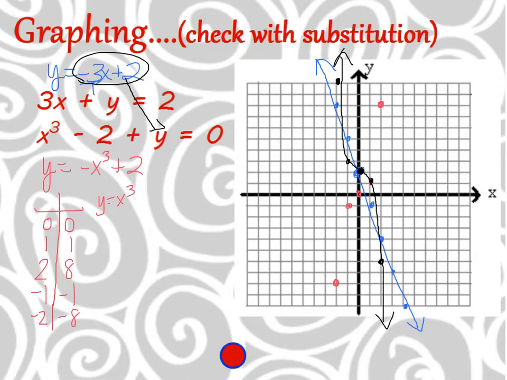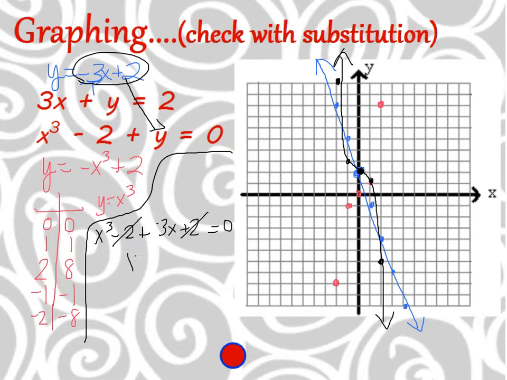All right, I didn't leave myself a whole lot of room, so here I go. When I substitute that, I'm going to have to go down here. x cubed minus 2 plus, and instead of y, I'm going to have negative 3x plus 2 equals 0. All right, oh, look what's going to happen. My minus 2 and my plus 2 will cancel out, and I have x cubed minus 3x equals 0.